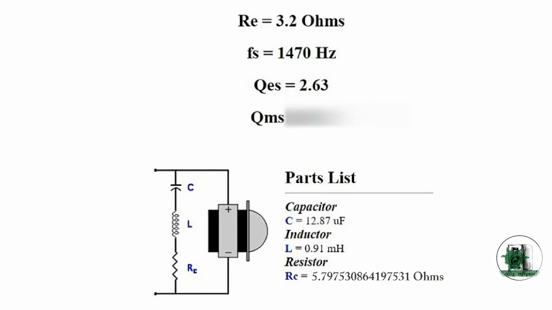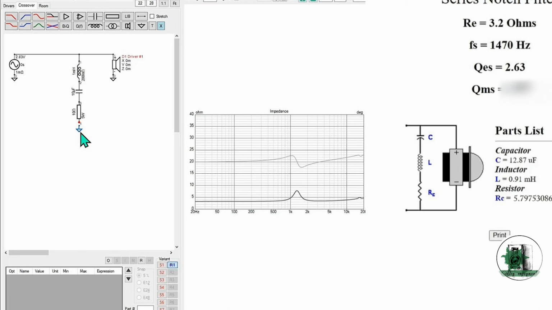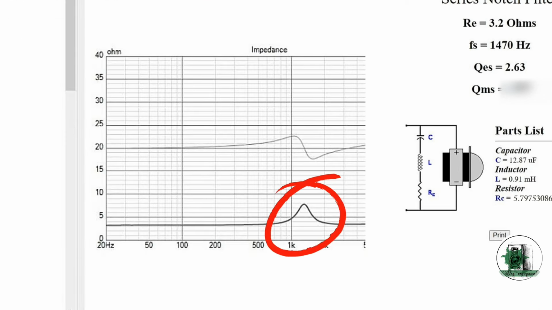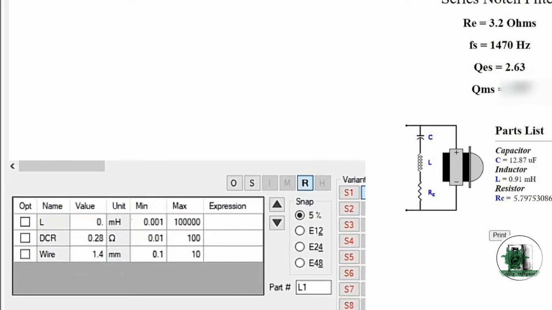This is the resulting filter. Open VituixCAD again, and enter the same values as shown in this figure for all the elements. This filter affects the impedance response, so click on the impedance response, then disconnect the filter to see the original response of the driver. As you can see, there is a big peak here. We want to eliminate it with our design filter. Just enter all the values and see the result.